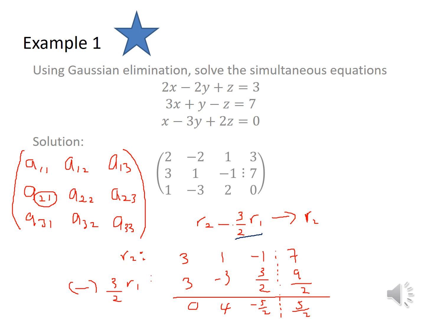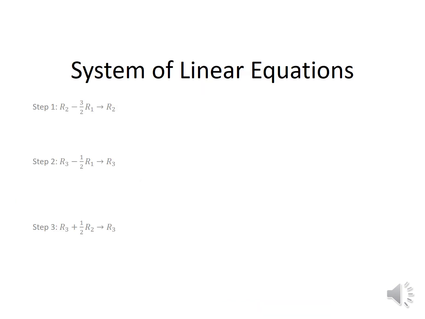So this is my formula. In the next page, we have calculated the new value for R2 in the previous page. So the augmented matrix can be written in this form. The first row and the third row remain. Just replace the R2 by the new value.